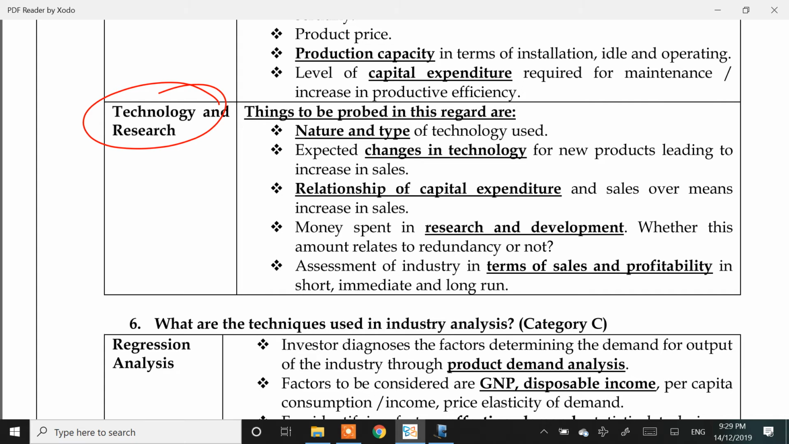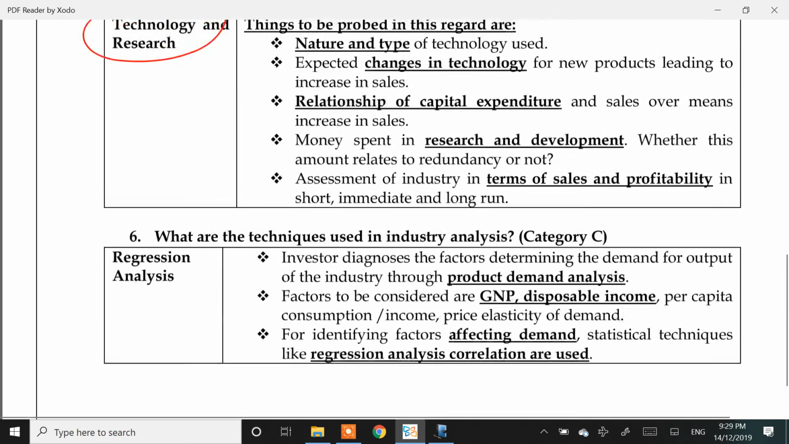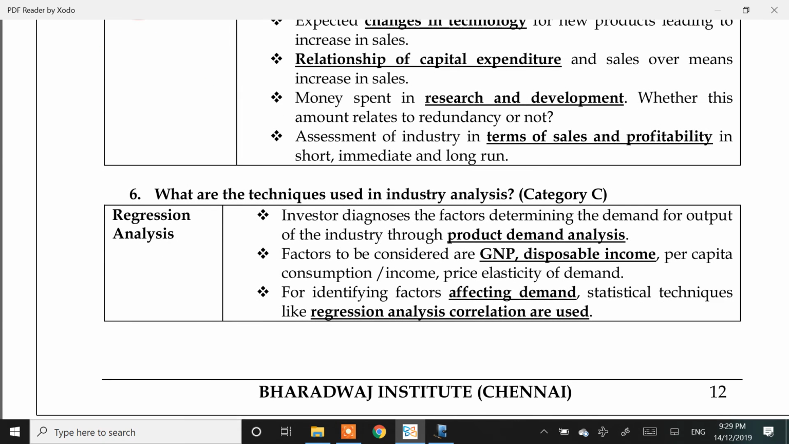If my capacity is going up, I can increase my revenues. If I have a high price, maybe the revenues will come down because a high price may lead to lower demand. So there can be multiple factors. In regression analysis, we try to establish a relationship between one factor and the other factor. The various factors which we consider in this analysis are GNP, disposable income, per capita consumption, and price elasticity. For identifying factors affecting demand, statistical techniques like regression analysis and correlation are used.